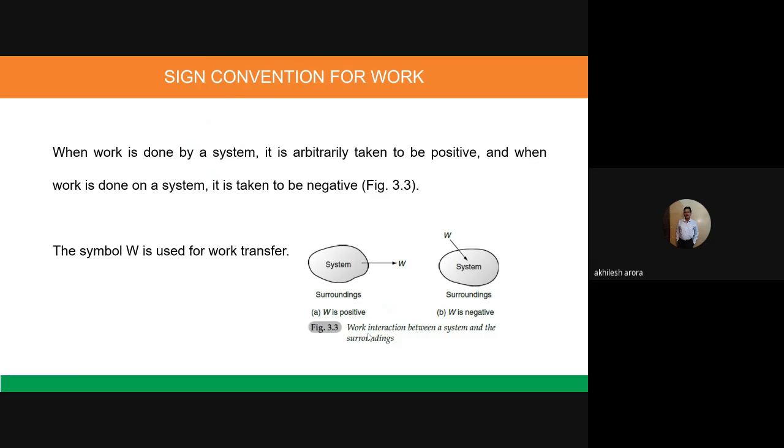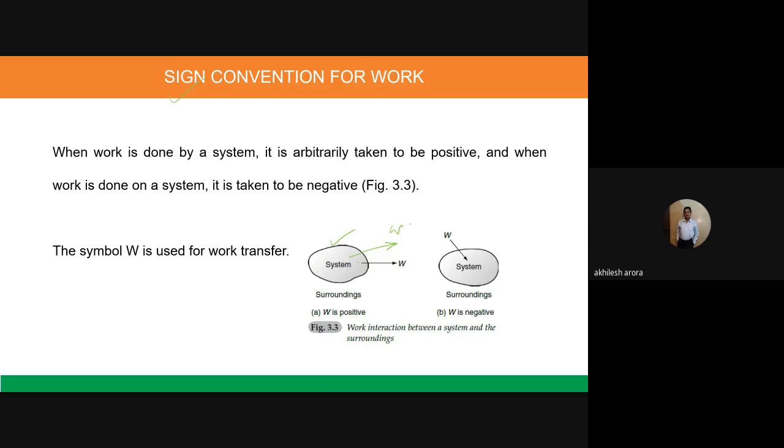Now, sign convention for the work. So now we will discuss the sign convention. We have a system here, and the work is moving from the system to the surroundings. This is the direction of the work. So it is the work done by the system.